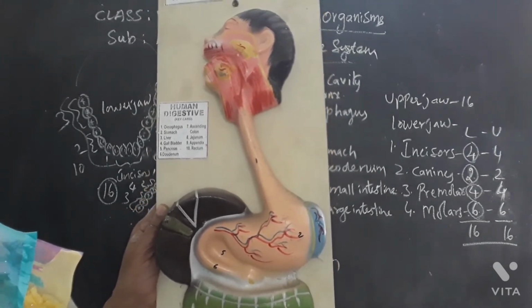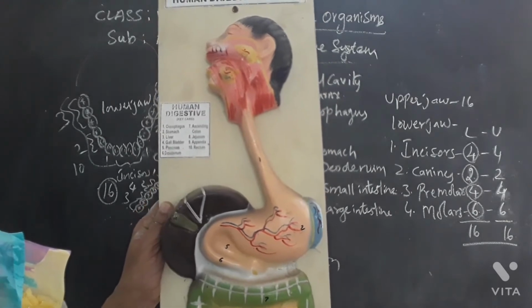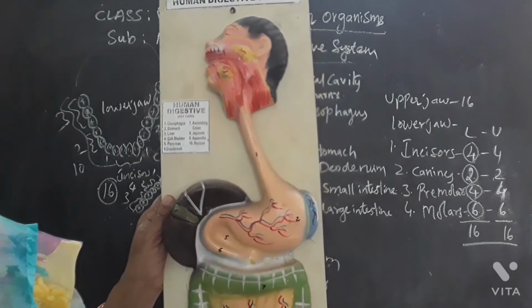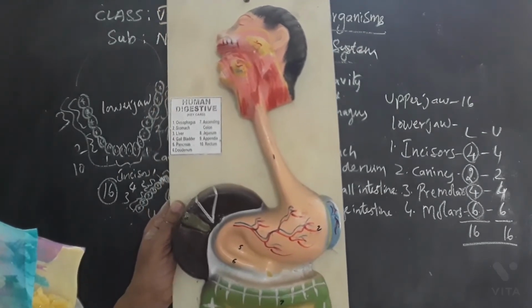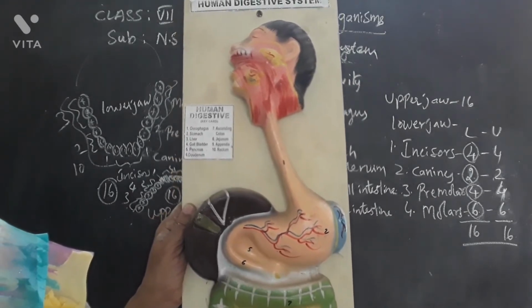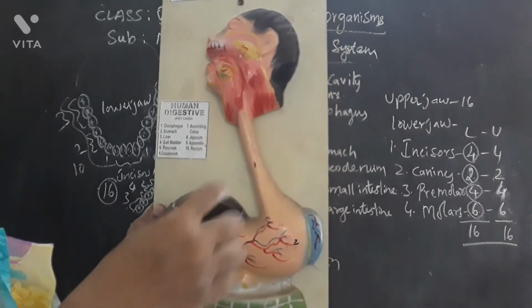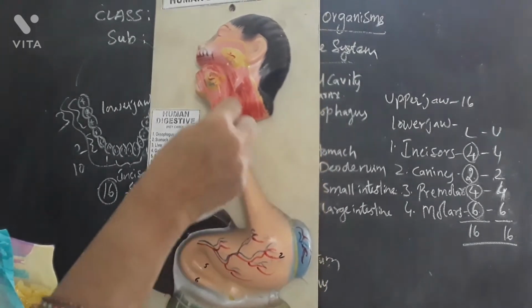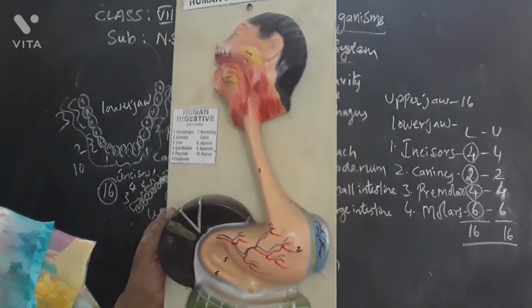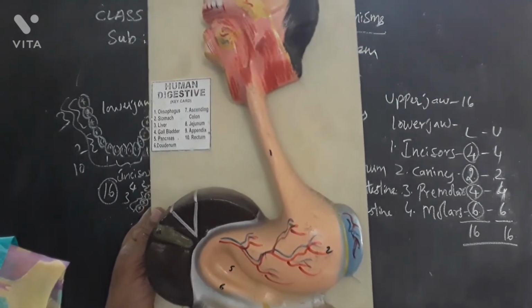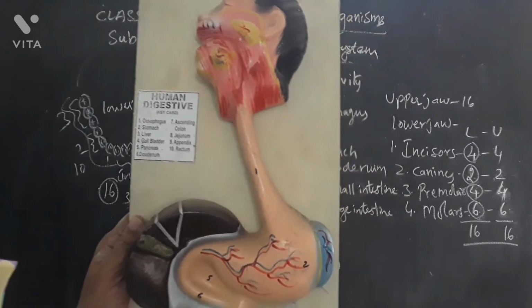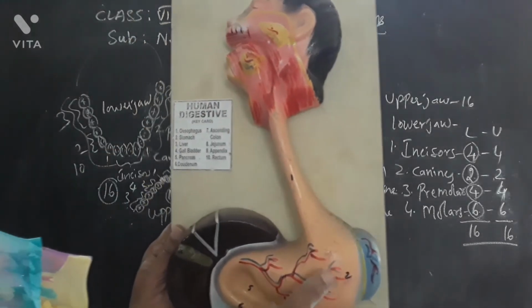which is a common chamber for both the digestive tract and the respiratory tract, as I said, the pharynx. It leads to the esophagus, which is the muscular tissue that connects the pharynx to the stomach. The esophagus connects the pharynx and the stomach.